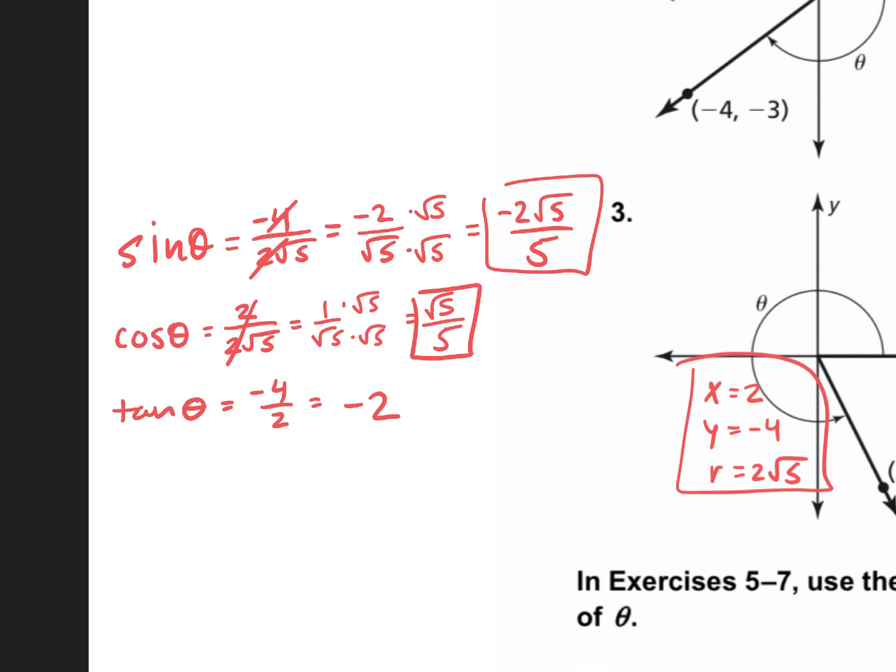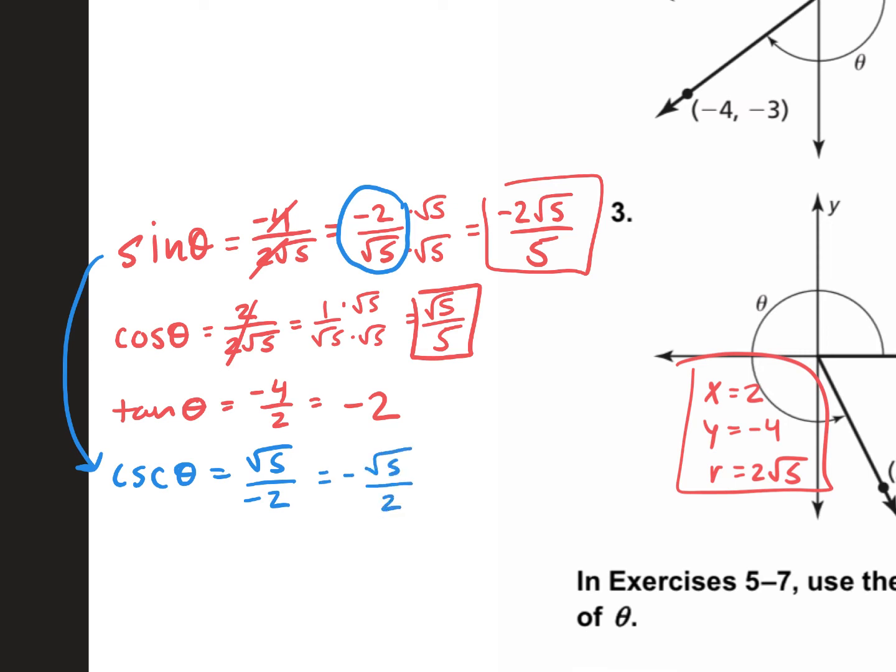Now we find the reciprocals of each, so we have cosecant, which is the reciprocal of sine. So sine, we said, was negative 2 over square root 5, so we just flip it, so square root 5 over negative 2. And it doesn't matter where you put the negative, because you could say negative square root 5 over 2. You can put it up top, out front, bottom, doesn't matter. All the same thing with the negative.